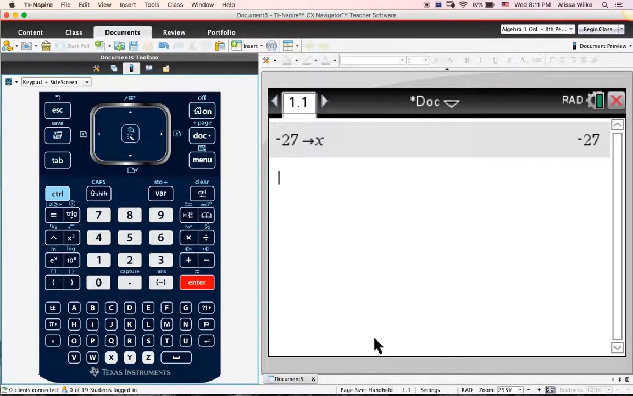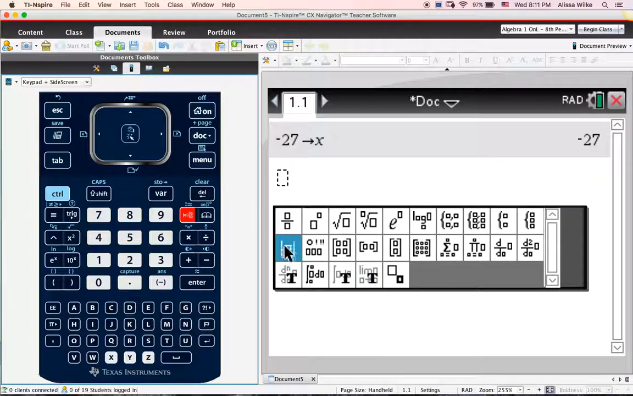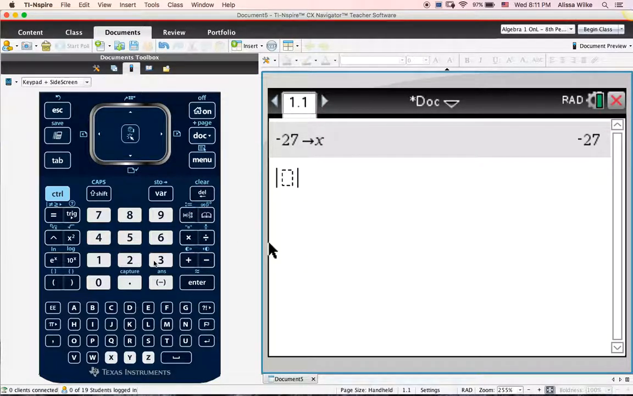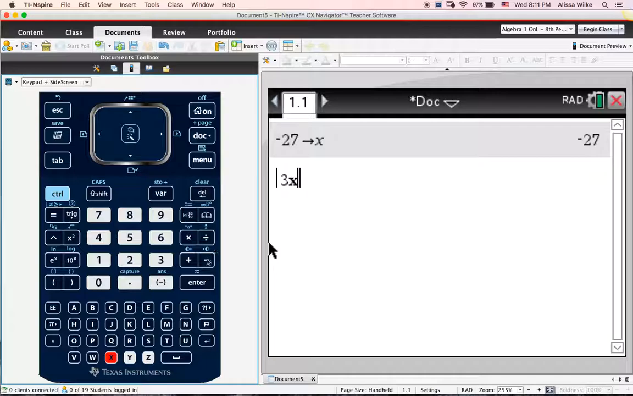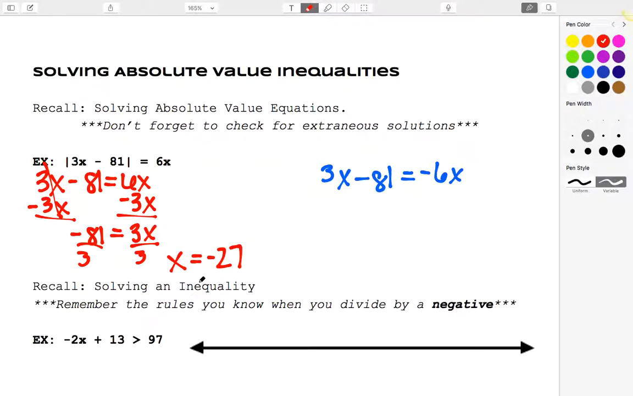So I plug it right back into the original equation. So I'll put the absolute value of 3x minus 81, and then I'm going to set that equal to 6x. And that's false. So when I come over here, I know that this does not work. So I would actually call this an extraneous answer. Now, for time's sake, I'm just going to say extra.